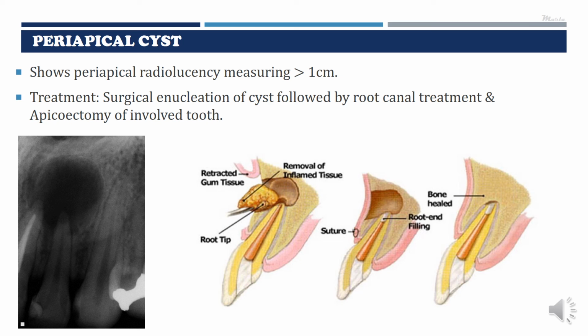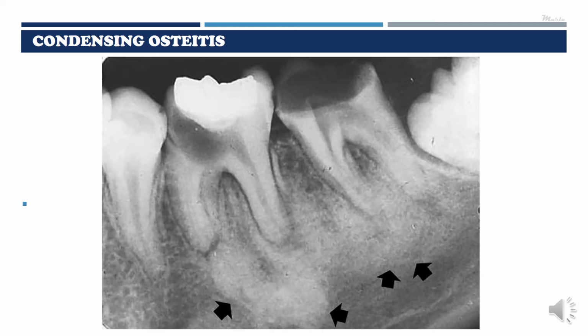So the treatment of a tooth affected with radicular cyst will include surgical enucleation, apicectomy, and root canal treatment, such that all inciting factors are removed. So that concludes the major common lesions affecting the periapical area.